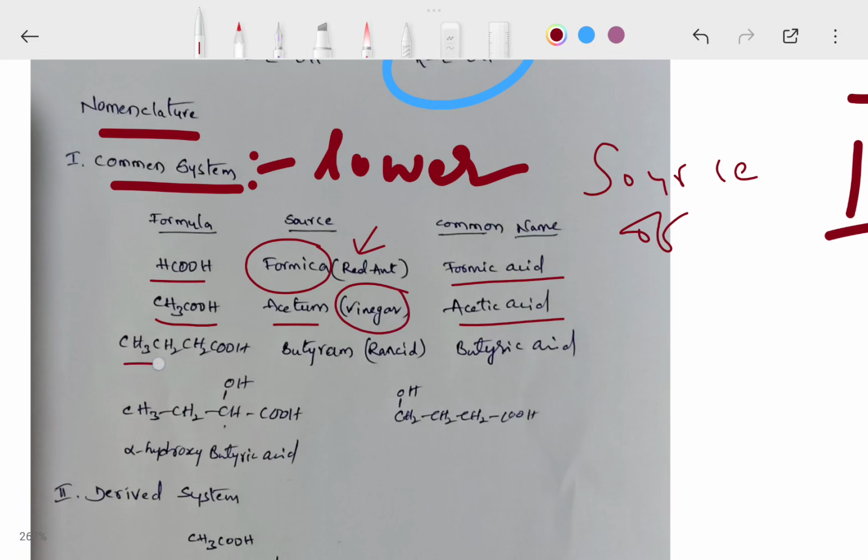For example, CH3CH2CH2COOH is butyric acid. Butyric acid is a rancid acid. It contains butyrum, the source is butyrum. That's why it is called butyric acid.